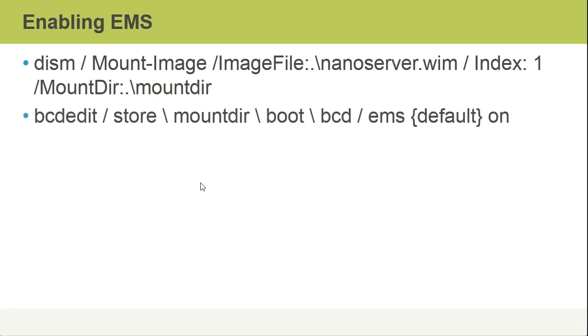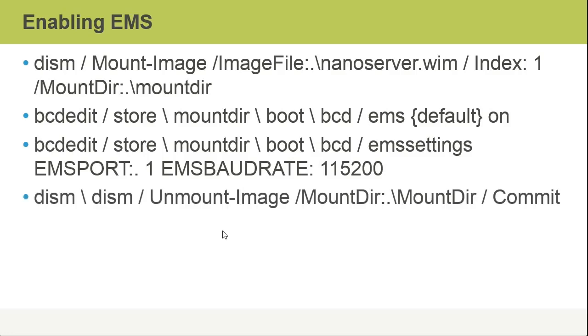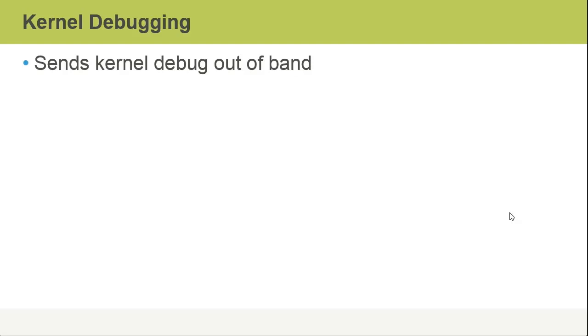From there, we could then use the BCDEdit tool, that's the boot configuration data editor, and from there we could tell it that we want to enter our mount directory and we want to enable EMS. Then we could configure some further EMS settings, such as the port to use, as well as the EMS baud rate. After that, we'd have to commit the changes using the DISM command line tool.